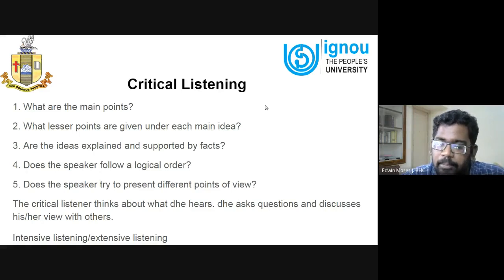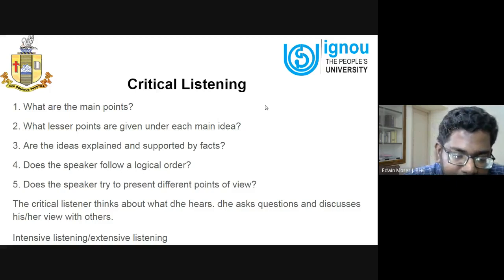Does the speaker try to present different points of view, or is he just insisting on his own point? Is he giving respect to all the other points? Every organization has a group, and we talk about group dynamics. Each member of the group will voice their opinions, and you see whether the leader is respecting the opinions of each and every member. Likewise, you have to critically listen. The critical listener thinks about what he or she hears, asks questions and discusses his or her views with others.